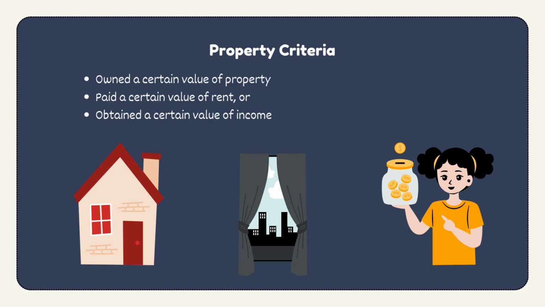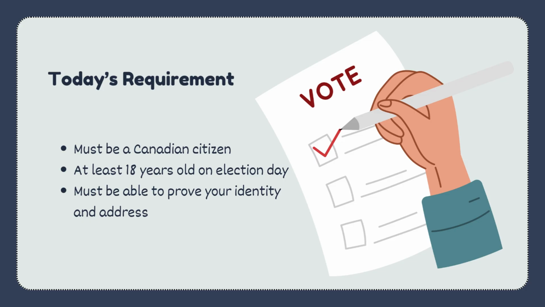So until 1920, the qualification regarding property was that they met a certain value of property in their name, paid rent at a certain value, or gained a certain annual income. Today's requirements, however, are that you must be a Canadian citizen, you must be at least 18 years old on election day, and you must be able to prove your identity and address.